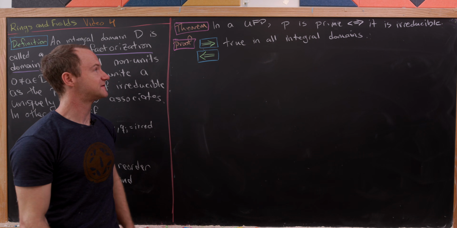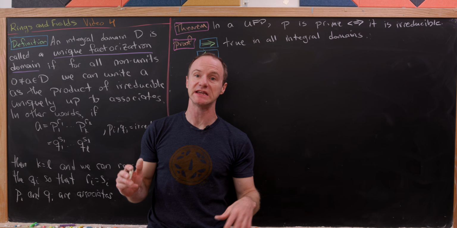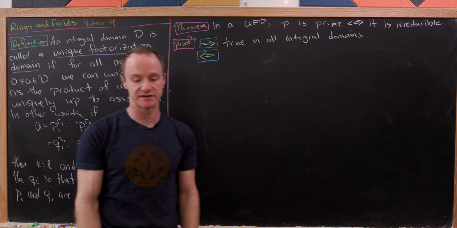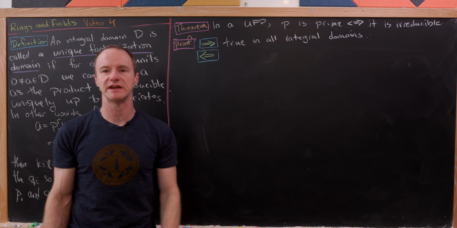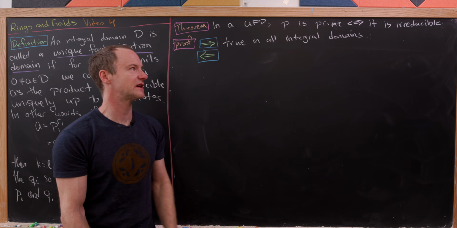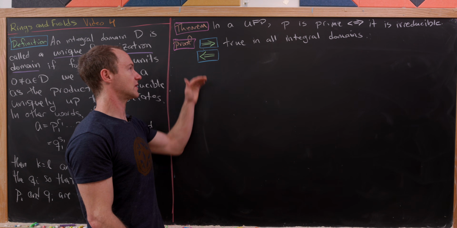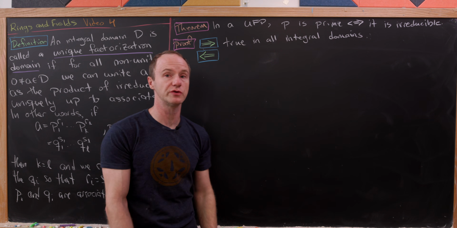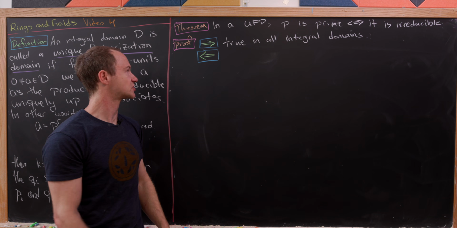So in a UFD, just by the way, I didn't use that over here, but a UFD is our shortening for a unique factorization domain. The notion of a prime element is the same as the notion of an irreducible element. In other words, P is prime if and only if P is irreducible. So we've got an if and only if statement here. Notice the forward direction is true in all integral domains. We already proved that. So let's focus on the reverse direction.